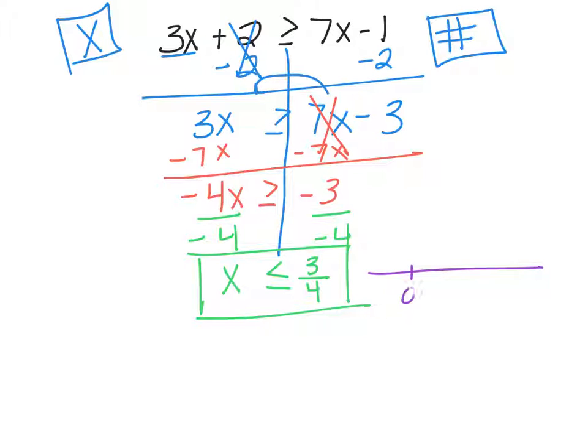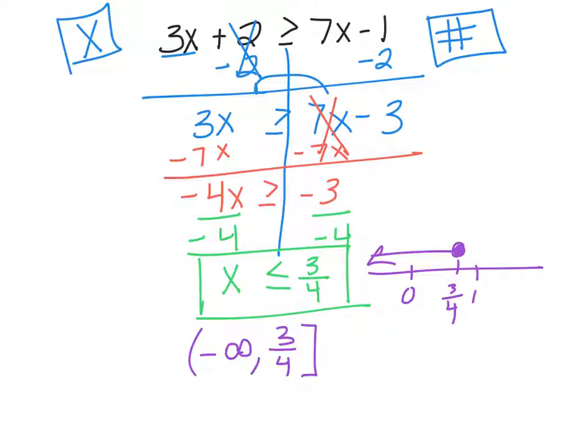All right, I like to graph things. If I was to graph 3/4, I would have a closed circle and it's pointing to the left because everything is less than. Interval notation, the furthest to the left is negative infinity, and that's always a parenthesis. The furthest to the right is 3/4 with a bracket because it's closed and it includes that number.